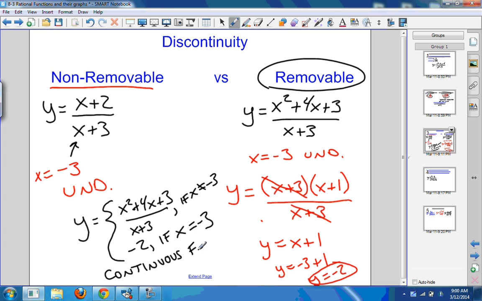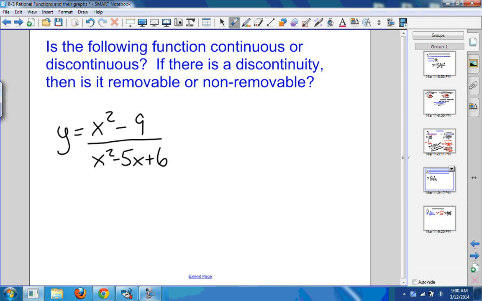All right, that's not too complicated for you guys. We'll ease into it. So we have non-removable and removable points of discontinuity. So I can factor some things, move some things around, and cancel out the denominator. We no longer have our point of discontinuity there in that graph. All right, so let's take a look at one real quick.